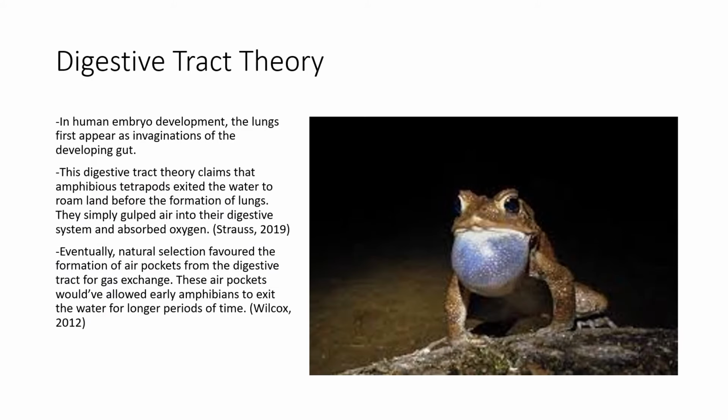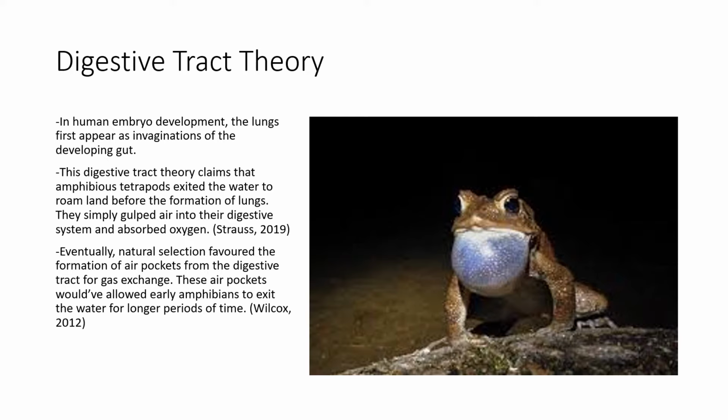So this is the first of the two theories I'll explain, and in human embryo development, the lungs first appear as invaginations of the developing gut. So this is pretty interesting. This digestive tract theory claims that amphibious tetrapods exited the water to roam land before the formation of the lungs.